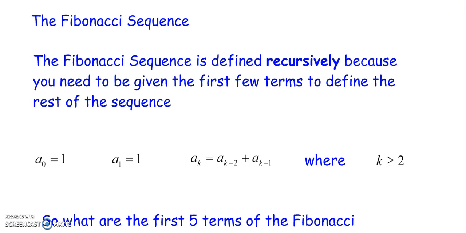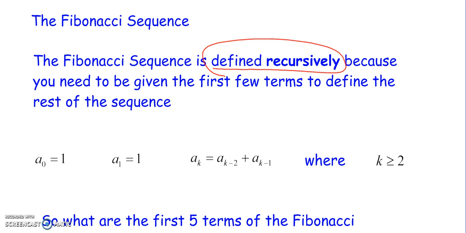The word that I'm really concerned with here is defined recursively. The Fibonacci sequence is defined recursively. And what it means to be defined recursively is that to get the 7th term, you need to know the 6th term. Or to get the 15th term, you need to know the 14th term. You need to know the term before it to be able to get the next term. And without the term before it, you can't get the next one.